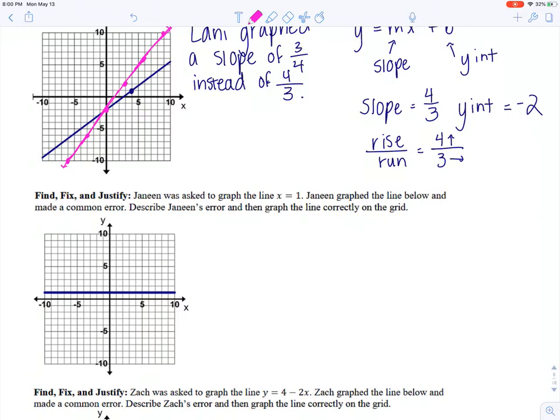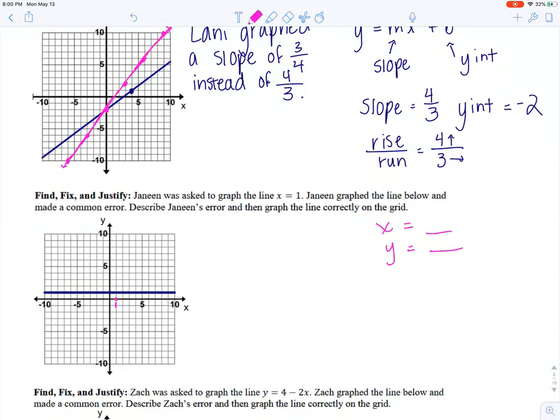So when we talk about x equals a number and y equals a number, one is horizontal and one is vertical. X equals a number is going to contain all of the points where that x coordinate is that number. The y equals a number is going to be a line that contains all of the values where y is equal to that number, the y coordinate. So if I'm graphing the line x equals 1, I want to plot as many points as I can that have 1 as the x coordinate. And if I'm looking, x equals 1 is right here.